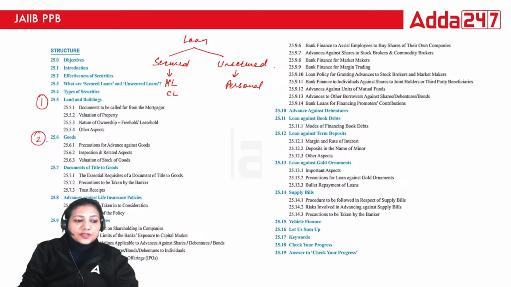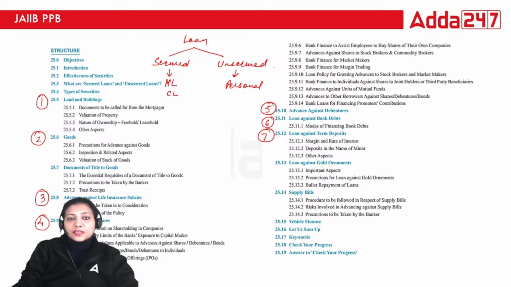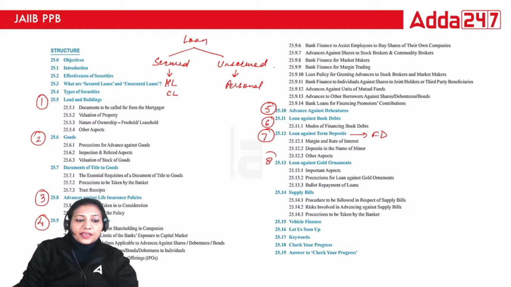Second is goods. Third, we also give loans where we take insurance as security. Fourth, we have loans against shares. Fifth is where we take loans against debentures. Sixth is loans against book debts. Seven, we give loans against term deposits, that is, we take FD as the security. Eighth is gold ornaments, where we take gold as security.